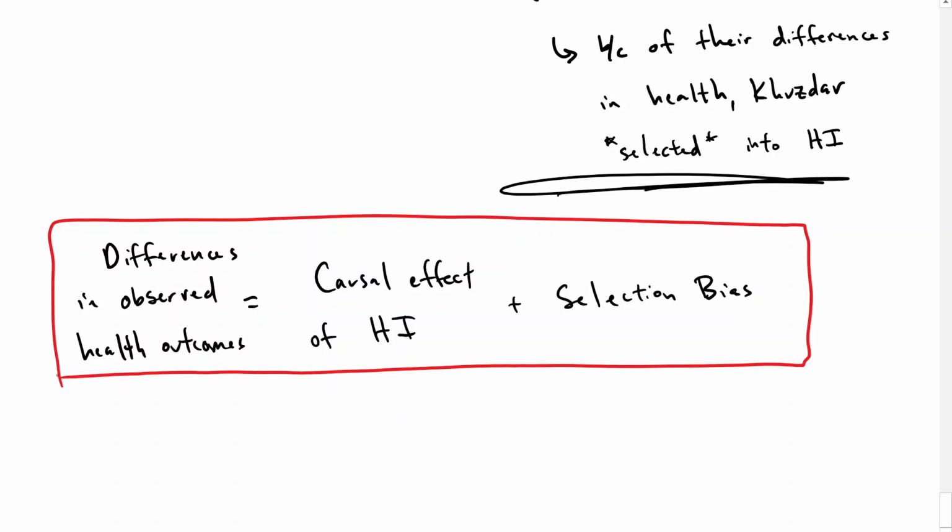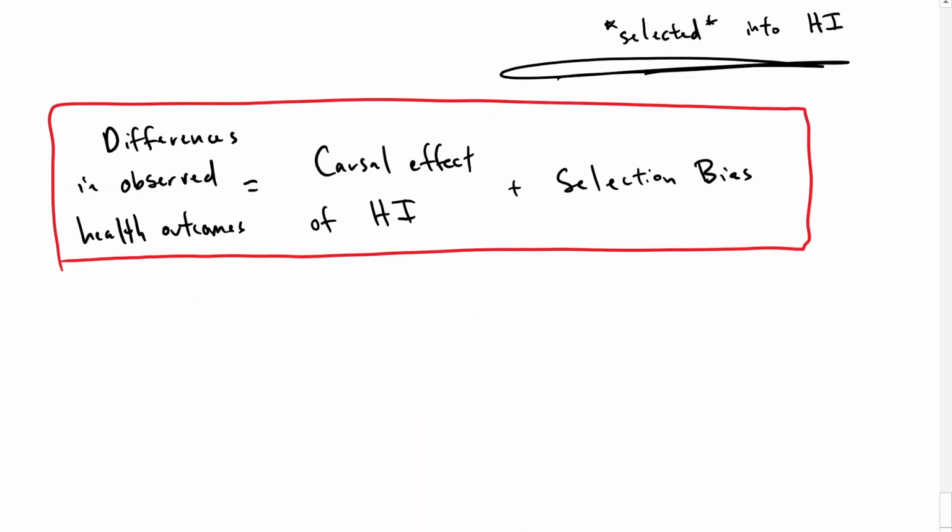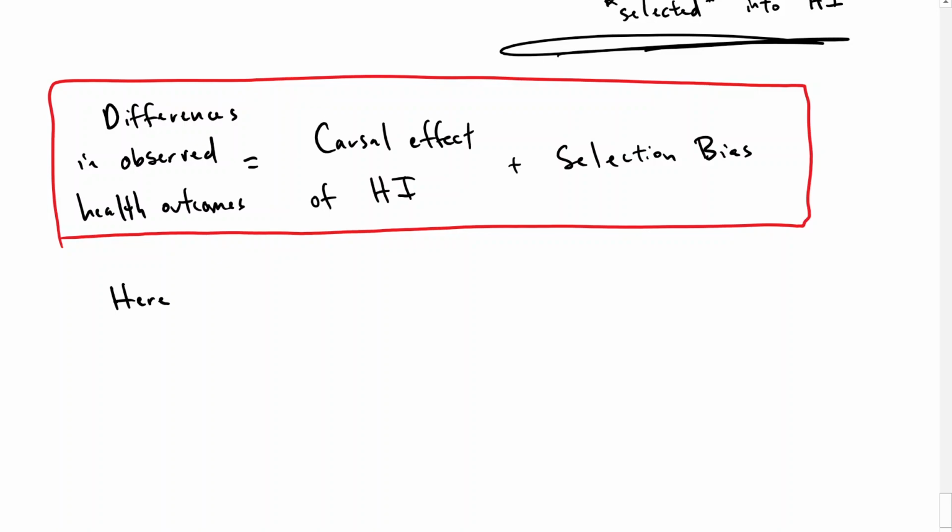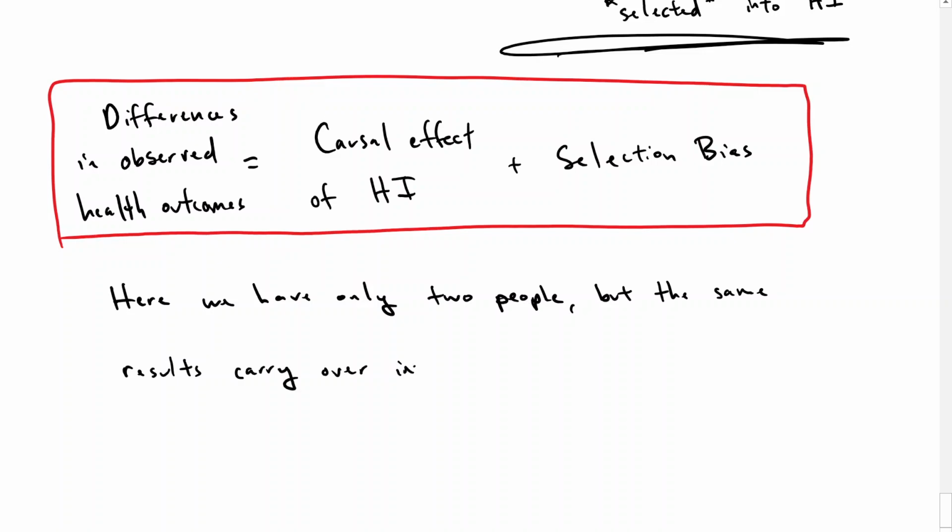And like I said at the beginning, the goal of econometrics is the elimination of selection bias that arises from unobservable differences. So here, we're getting a little long, so I'll end this video shortly after this sentence. But here we have only two people, but the same results carry over into groups. Okay, and that's what I'm going to discuss with you in the next video.